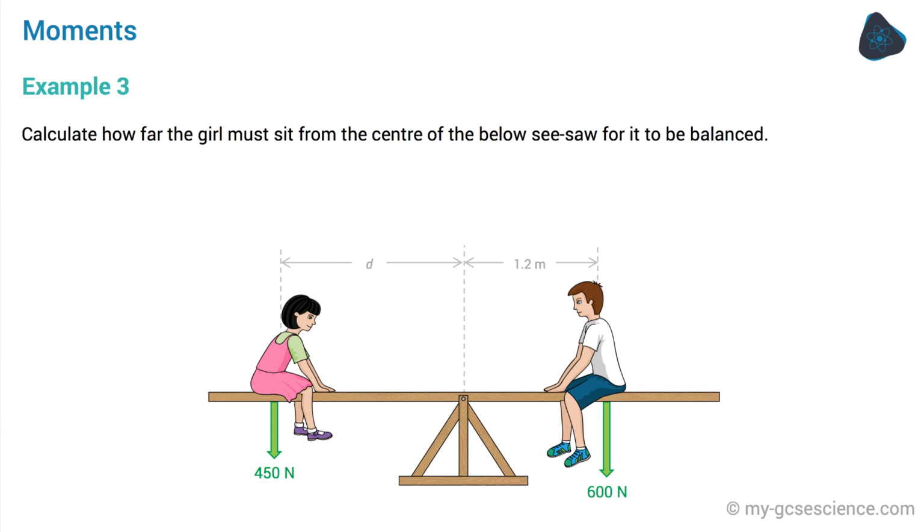Let's try another example now. Here, we know that for the seesaw to be balanced, the total anti-clockwise moment about the pivot must be equal to the total clockwise moment.